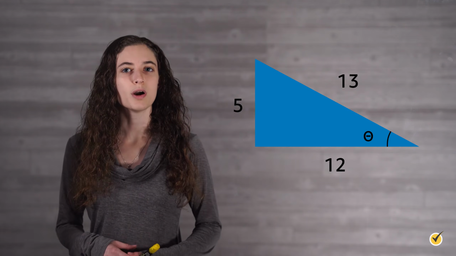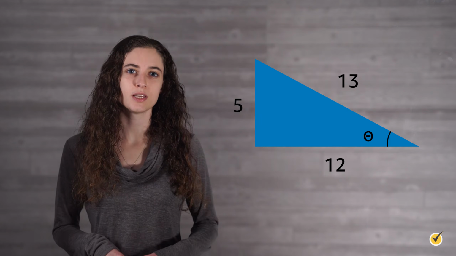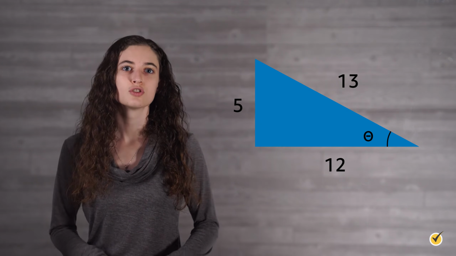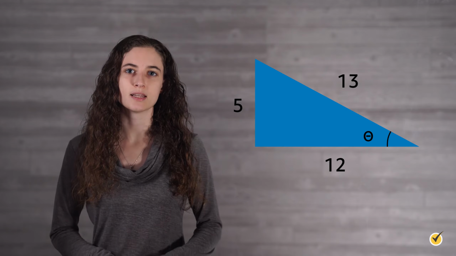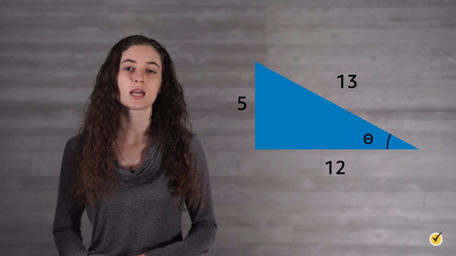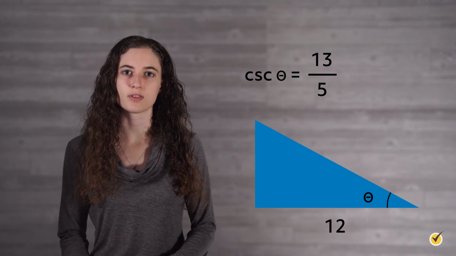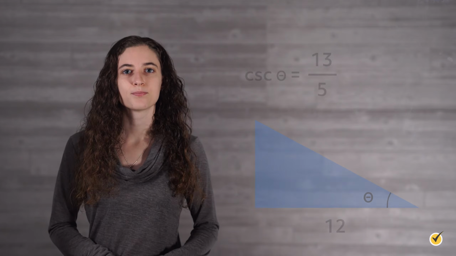Take a look at this example. Given this triangle, what is the cosecant of theta? First, we need to remember that cosecant is the reciprocal of sine. So that means we need to figure out what sine is and flip it. Sine is opposite over hypotenuse, so in this case 5 over 13. Then we flip that to get cosecant of theta, which is 13 over 5.